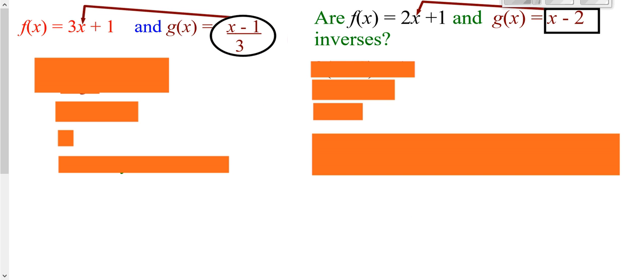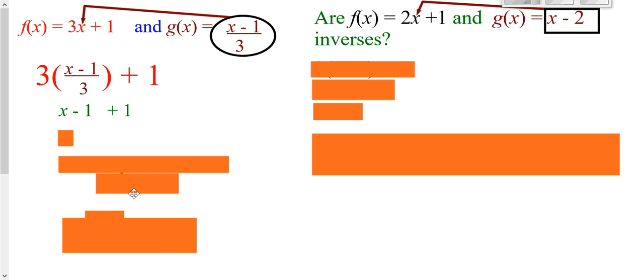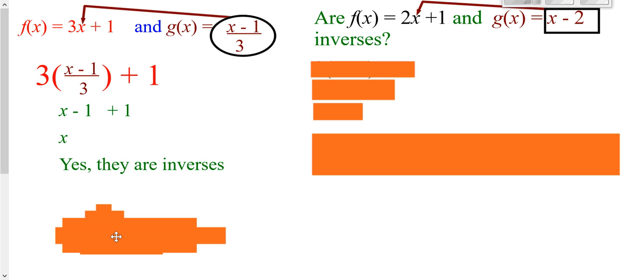So see if you can determine if these are inverses. So we could take this and plug it in here. Our first function is 3 times input plus 1. Our input's going to be the maroon function. Notice when you distribute through here, timesing by 3 cancels out your dividing by 3, so you have an x minus 1. Still with that plus 1 afterwards, we do get down to a normal x, so yes, they are inverses.